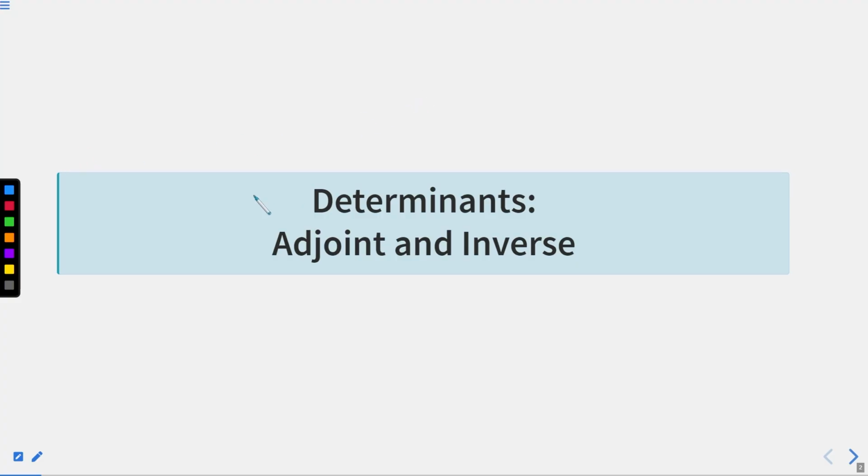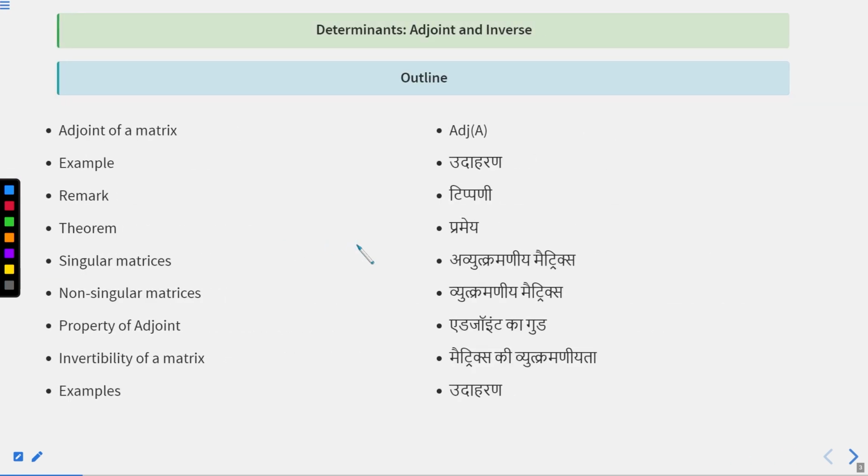In today's session, we will be covering the adjoint of a matrix. If time permits, we will also see how we evaluate the inverse of a matrix using the adjoint. We already know how to find an inverse using elementary row operations. Today we will cover adjoints, some remarks and theorems, then singular and non-singular matrices, and if time permits, the remaining subtopics.